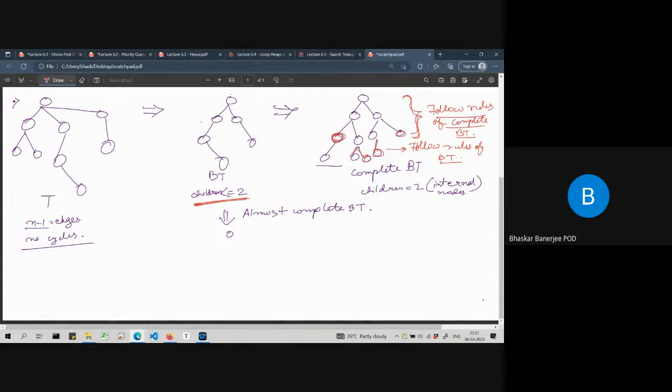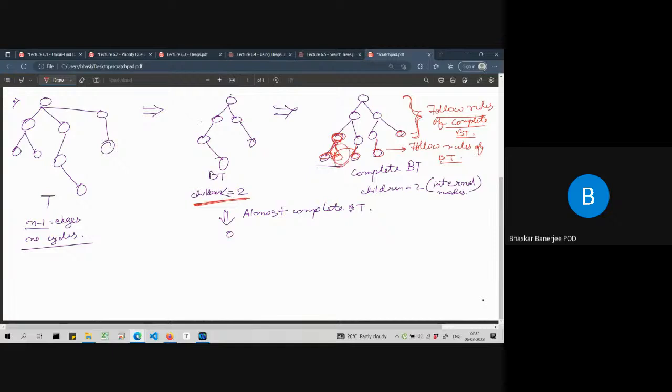That means basically it can have either one child or two children, but you have to fill up from the left hand side. Always from the left hand side, the nodes would be filled up. So you cannot have one child over here and two children over here. You must shift this child to this place. So you put it over here, and in this node, you can have one child. That's not a problem. But here you cannot have one child. If you have a child over here, you can have.